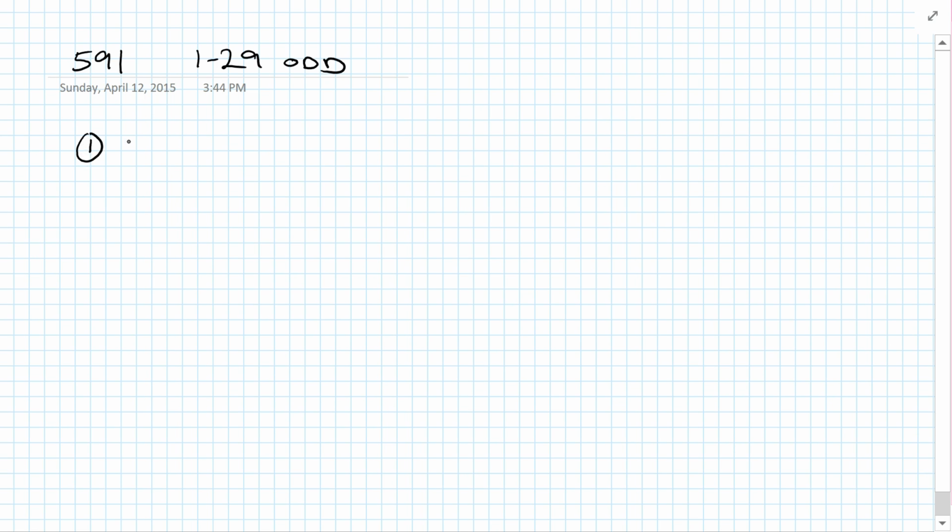So number 1 is this: 80, 77, 74, 71, 68. Well, there's a common difference of -3. It's decreasing by 3 every time. So find the next three terms: 65, 62, and 59.